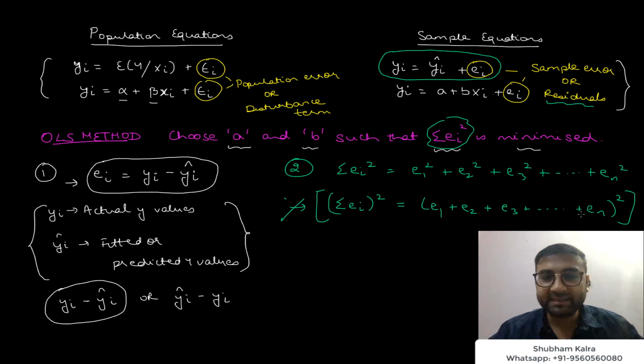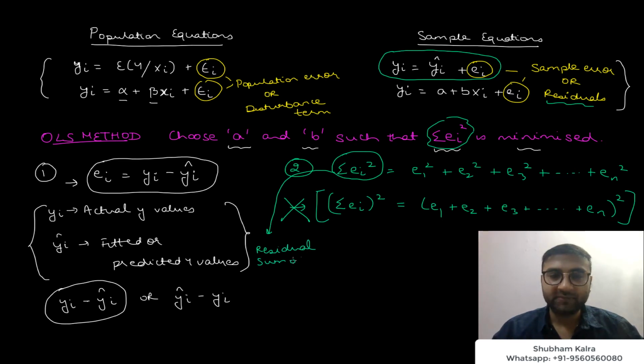So do not write this. We work with summation of ei square, where we are first squaring the errors and then summing them. We do have some terminology for this summation of ei square. It is called residual sum of squares, and the abbreviation is RSS, or you can also call it sum of squared residuals. It's one and the same thing.